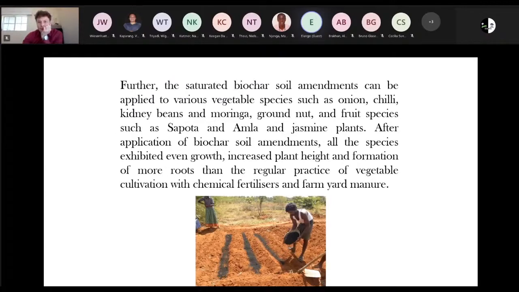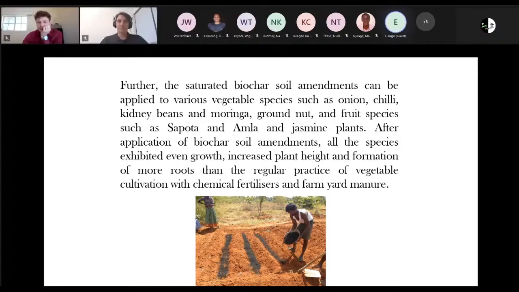Further, the saturated biochar soil amendments can be applied to various vegetable crops like onion, chili, kidney beans, and perennial crops like moringa, groundnut, and other fruit species such as sapota and amla. We have also experimented in the floriculture area. We selected jasmine plants because they are largely cultivated in our area. As a result, we can see the size of the flowers: jasmine flowers are bigger than the existing regular ones.